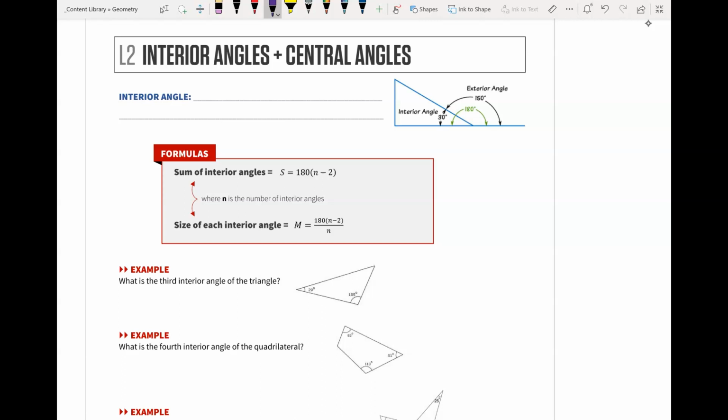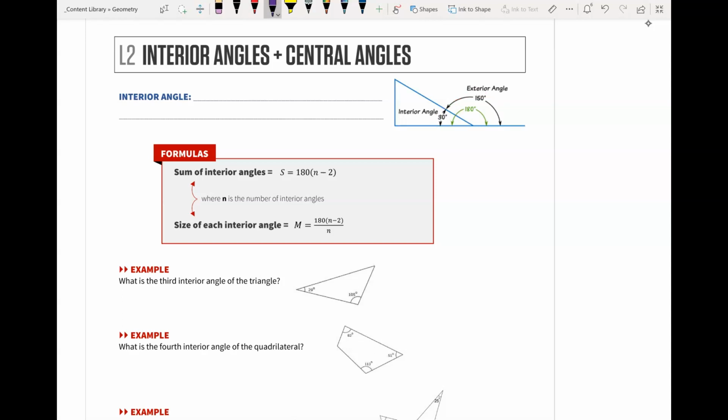Now the interior angle is going to be the inside of the polygon, which is our triangle, and that's 30 degrees. Anything on the outside of that is called the exterior angle. So this 150 is an exterior angle that's on the outside of our polygon.